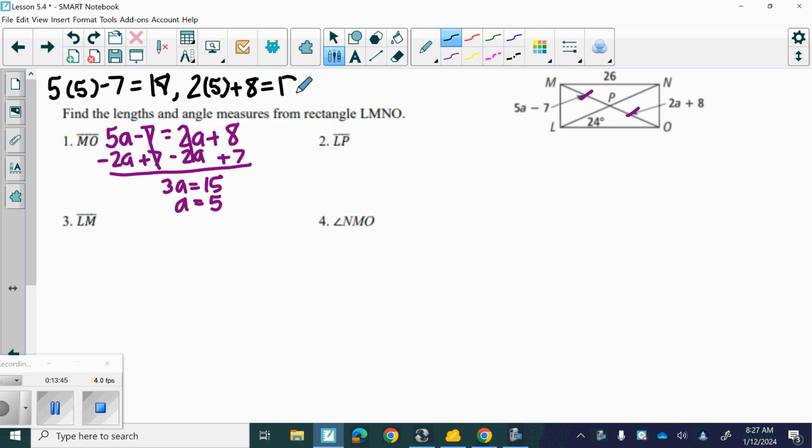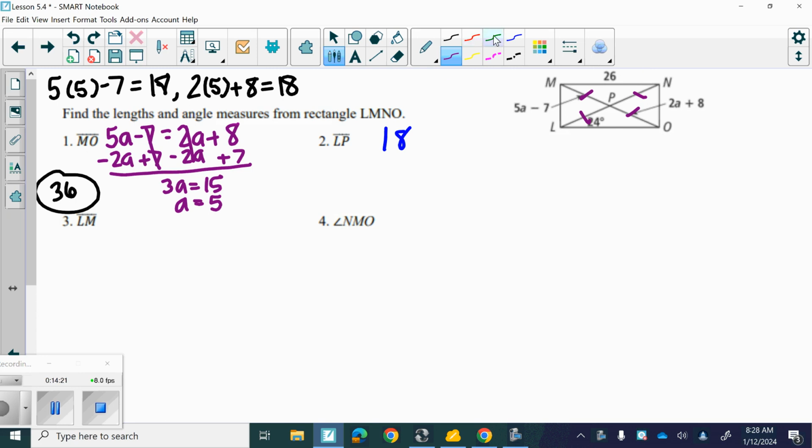So what's the length of the whole diagonal? 36. Now what would LP be? It would be 18, right? Because with the rectangle, your diagonals are congruent. They're all the same. That would be 18.